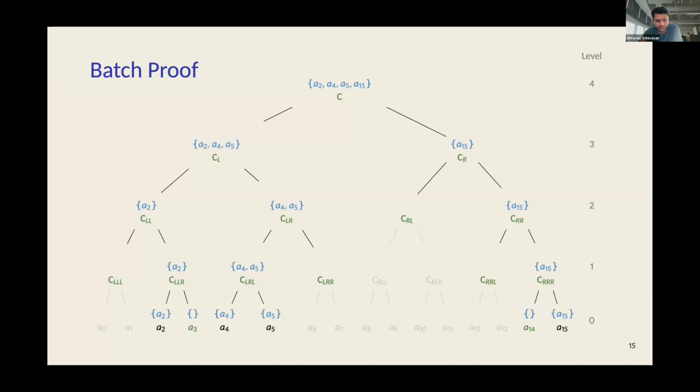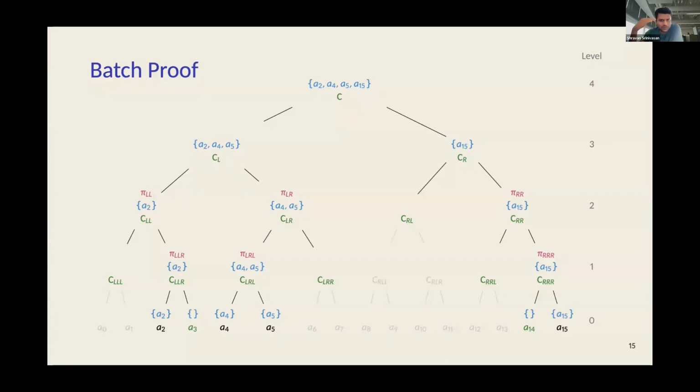The batch that is of interest to us is A2, A4, A5, and A15. So at each level of this tree, except the leaf level, we are going to have a snark proof, which essentially attests to the consistency of the values that are in that specific subtree. In this case, I'm not sure if you can see the pointer, this proof pi LLR is going to attest to the fact that whatever went inside this subtree is in fact consistent.